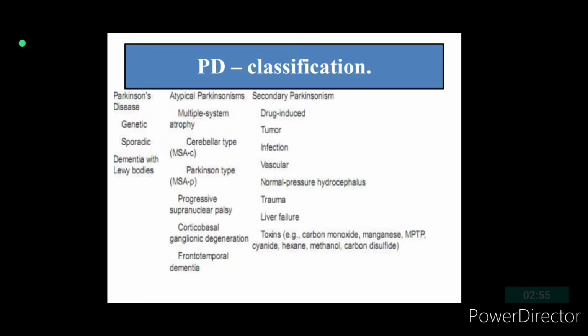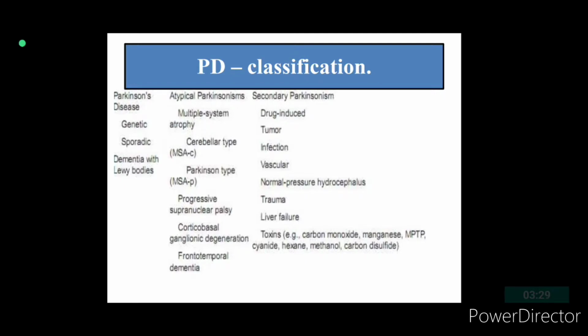Dementia with Lewy bodies. Atypical Parkinson, Parkinson type MSA-P. Secondary Parkinsonism, infection, vascular, normal pressure hydrocephalus. Progressive supranuclear palsy in atypical Parkinsonism. Trauma, secondary Parkinsonism. Liver failure.